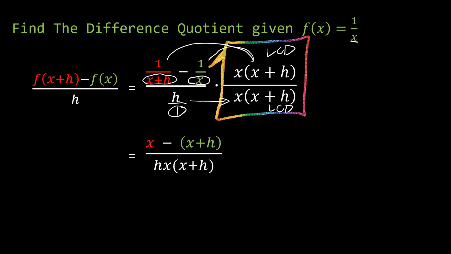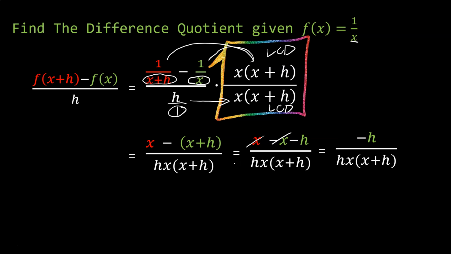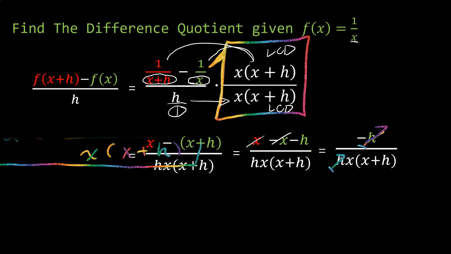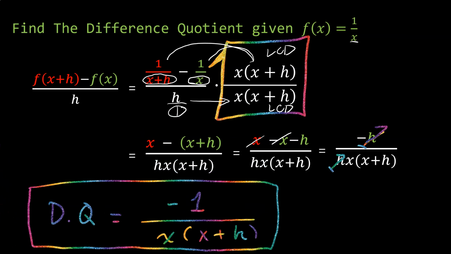Okay. Distribute the negative. x minus x is gone. Divided by h. And I have the difference quotient being negative 1 over x times x plus h. That is some fancy algebra for you. And that is it for the difference quotient.